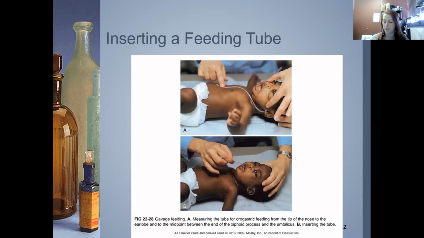Put it in, you're looking for color changes, you're looking for coughing, make sure that they're not having any distress, that you didn't get it in the lungs. And then you have to check pH and x-ray for a new placement. The old method of just auscultation should not be used, even though you may still see somebody do it that way. It is not the book answer, it is not the correct way to verify placement. It should be pH and x-ray to verify placement for a new NG tube.